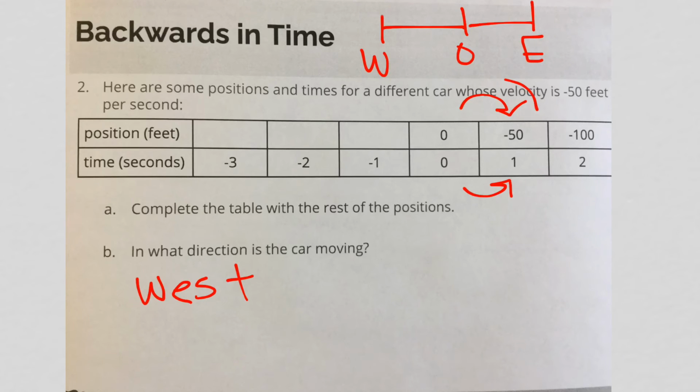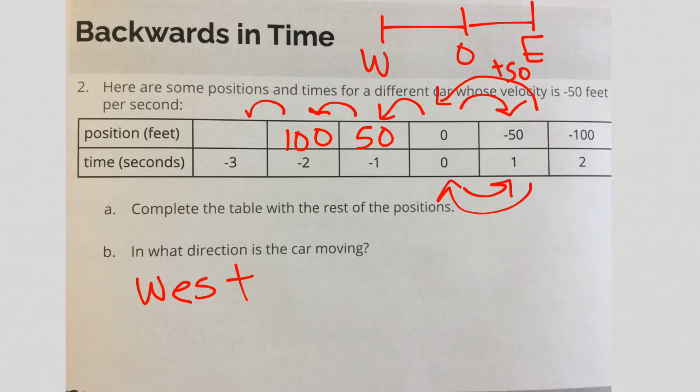So that means going backwards in time, we have to add 50. So negative 50 plus 50 equals 0. 0 plus 50 is 50. 50 plus 50 is 100. And 100 plus 50 is 150.